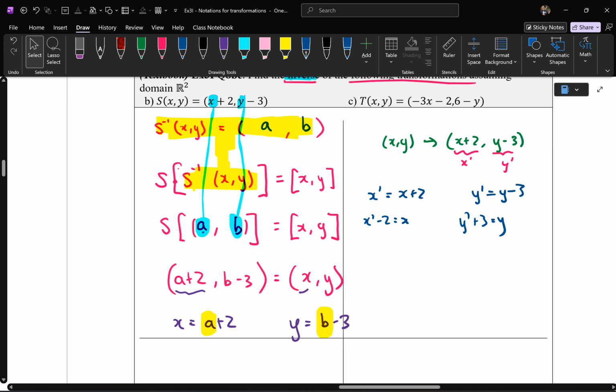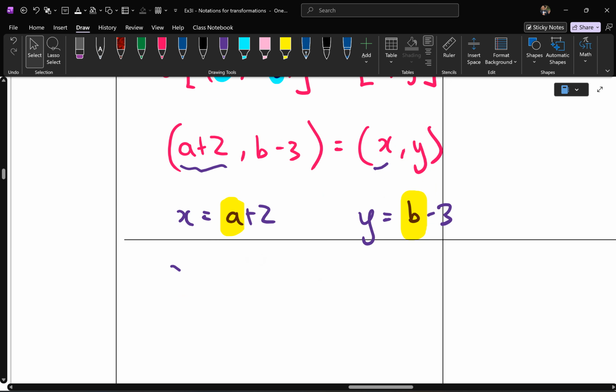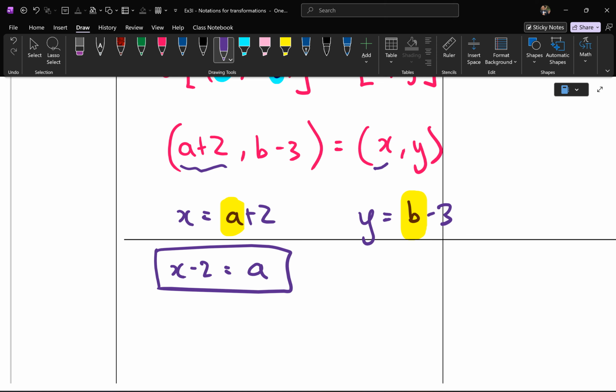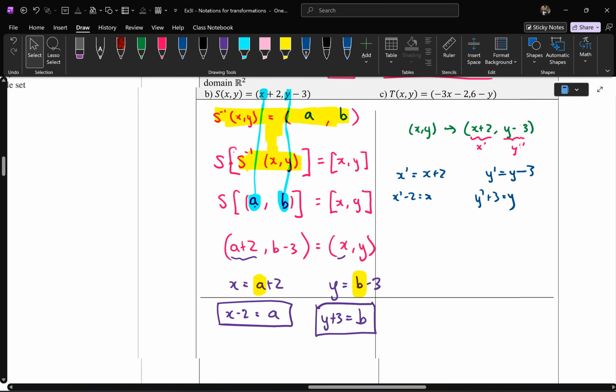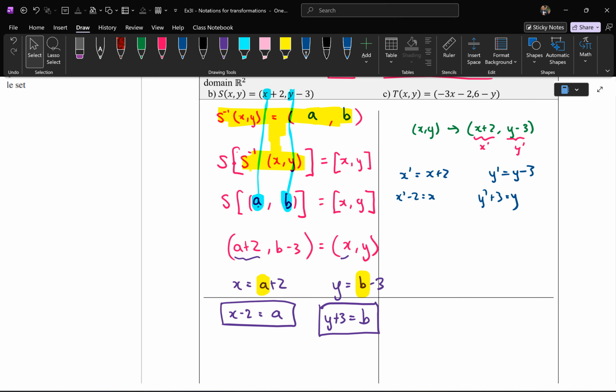That's what I'm looking for, so I'll do the same thing again. Let's look at the transformation. Minus 2 on both sides: I get x minus 2 equals a. So the transformation for a is original x minus 2. Same thing with this one. What's my transformation for b? B is equal to y plus 3. Exactly the same as what we had here. So this is the mapping notation you're used to. You just have to get a bit more familiar with the function notation of transformation. That's the only challenge of 3I.